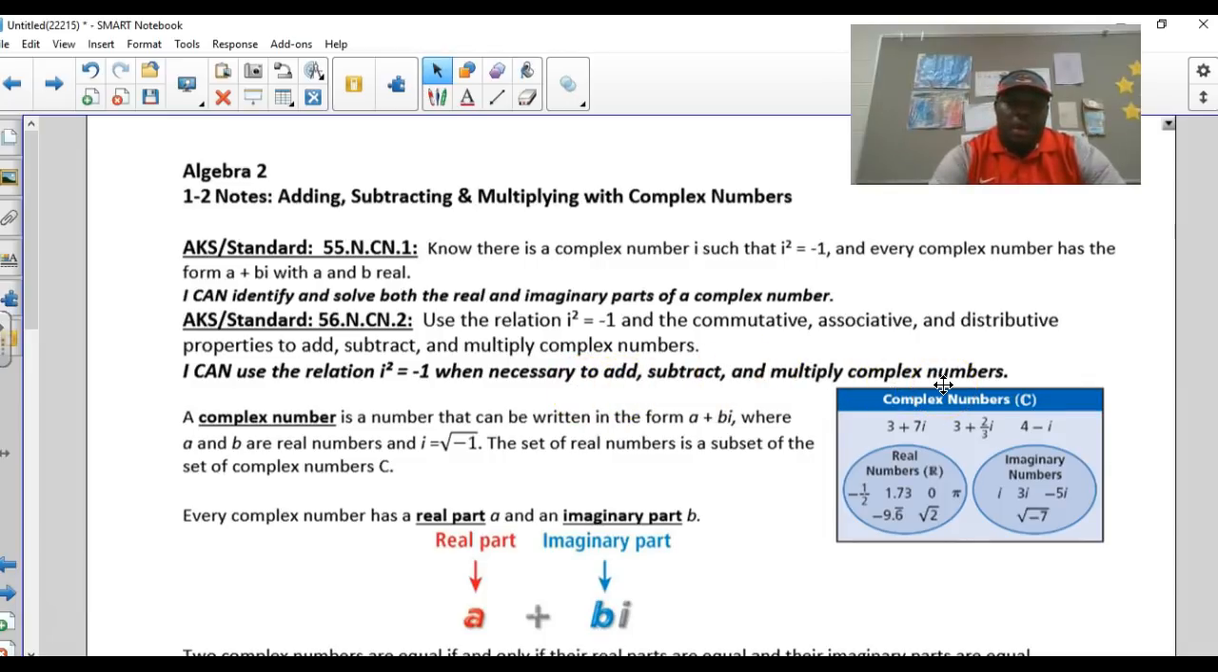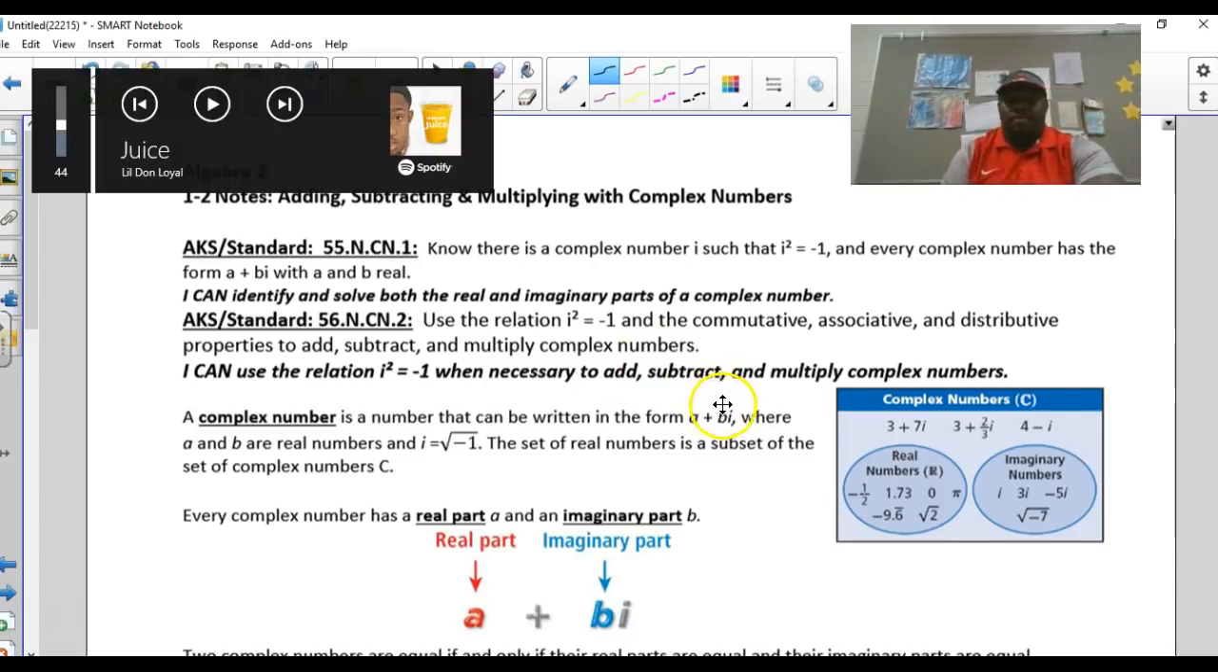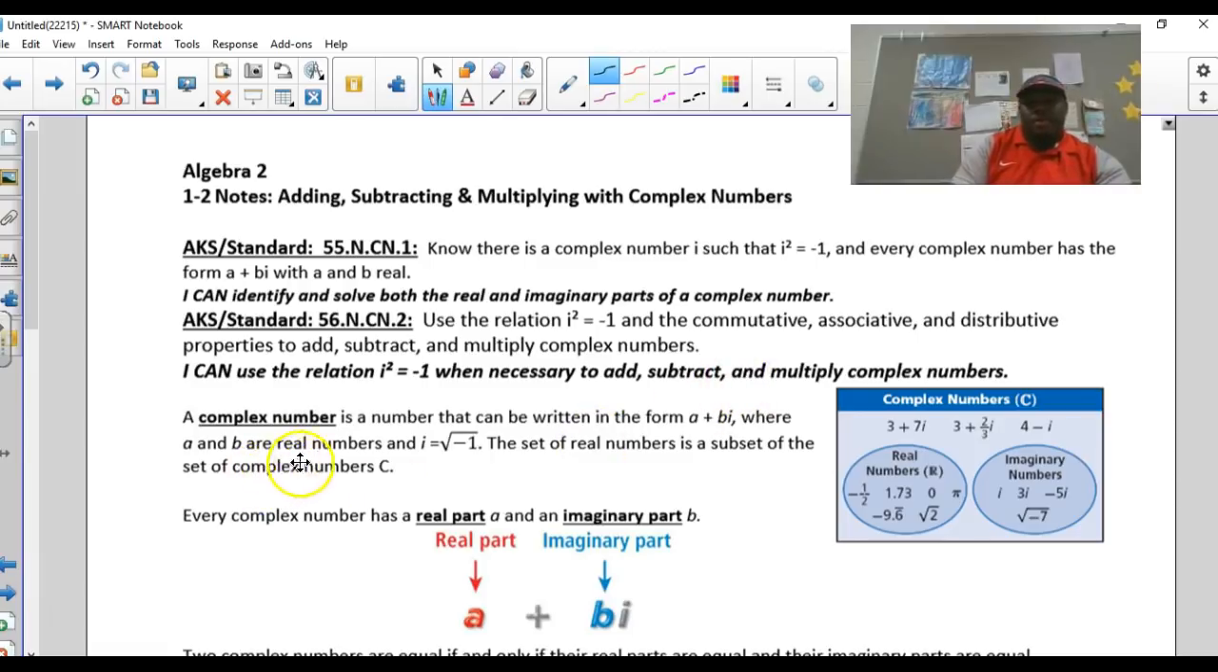So let's talk about, first of all, the definition of a complex number. A complex number is a number that can be written in the form a plus bi, where a and b are real numbers, and i equals the square root of -1. Make sure you understand this is standard form, a plus bi.